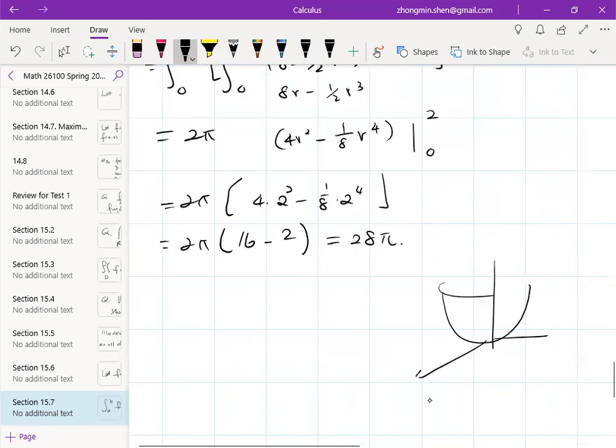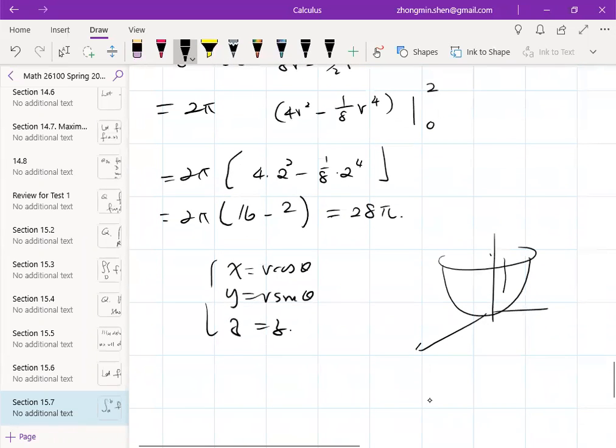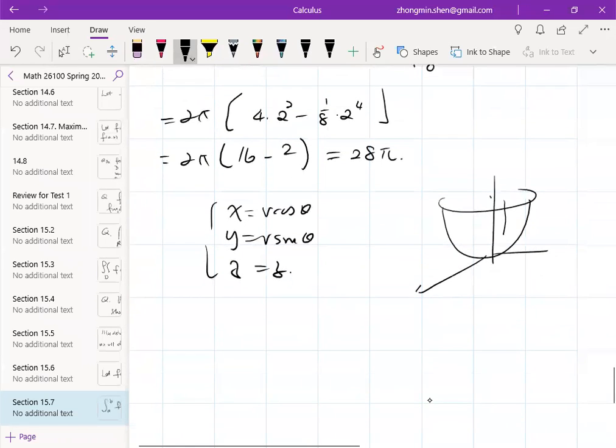let's go back to this picture. Now you are going to use so-called cylindrical coordinates, right? Okay, but you have to describe this solid, right? So in cylindrical coordinates, the surface z equals x squared plus y squared is equivalent to saying that z equals r squared, because x squared plus y squared equals r squared.